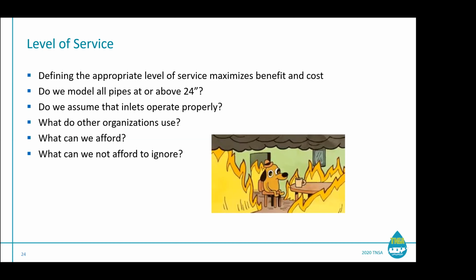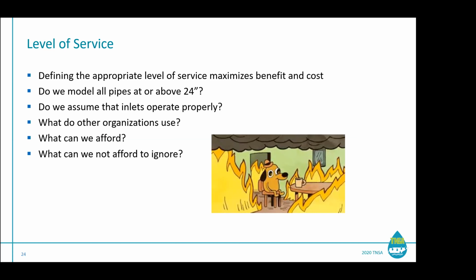Do we make that assumption that I talked about before, where all inlets are operating properly, or do we assume that there's a heavy amount of losses in certain areas, or that things are not the usual site conditions? What do other organizations use? I think 24-inch and above is kind of a rule of thumb, but that's certainly not what every state and city uses. What can we afford to do? That's kind of the really important question there.